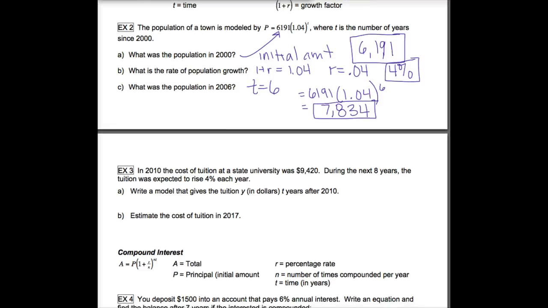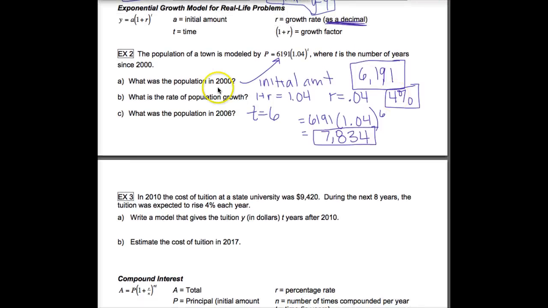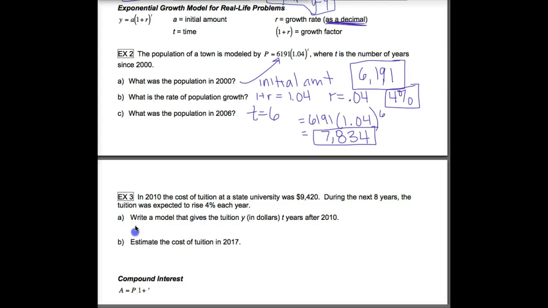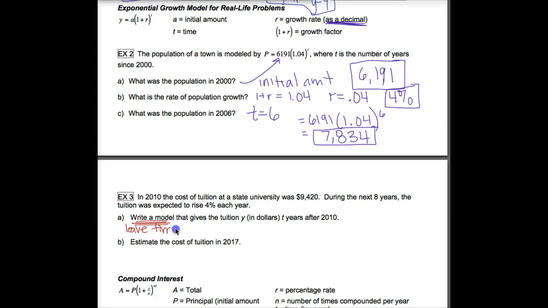Example 3, we're talking about tuition at a university. This is something that inflates over time. So here it's giving us the information and wants us to write the model. Now the key is when it says write a model, that means leave time as a variable. This is one of the most commonly missed things on a quiz, on a test, on practice problems. When it says write a model, we want to leave T as a variable even if they tell you what it is.